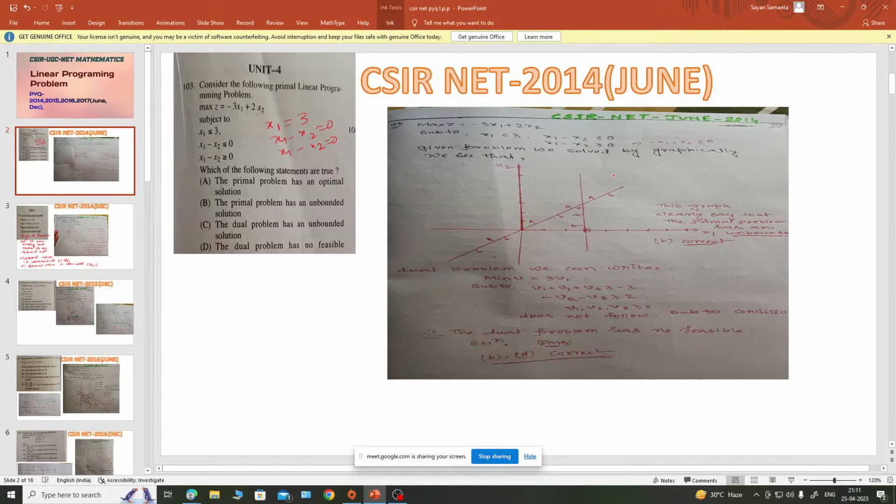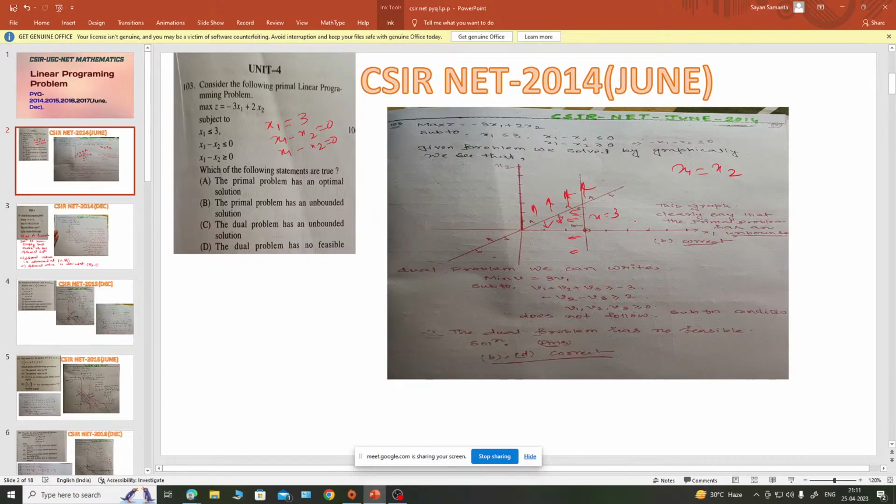So we draw the graph and we see that this is the x1 equals to 3 straight line, and here less equals to 3 type is toward origin. Here x1 minus x2, that is x1 equals to x2, is a straight line passing through origin. That means x1 minus x2 less equals to 0 is toward origin. Another, x1 minus x2 greater equals to 0, is away from origin. First is less equals to, and second is greater equals to.